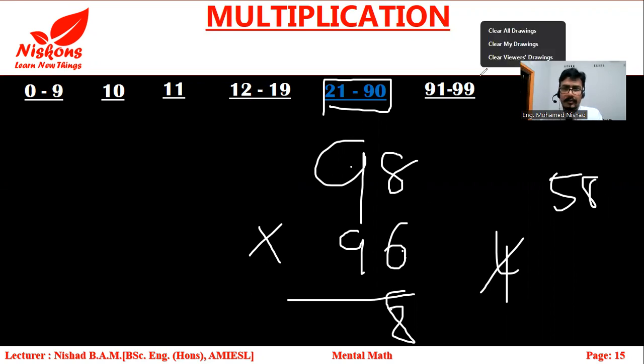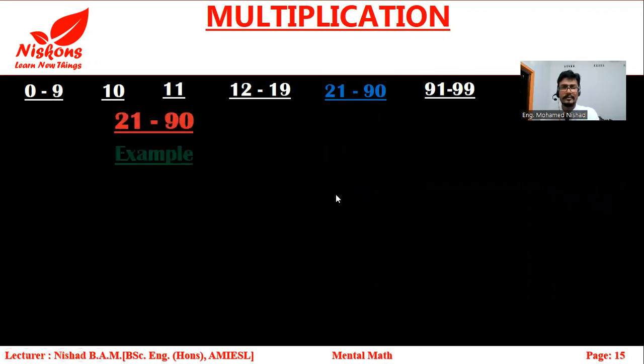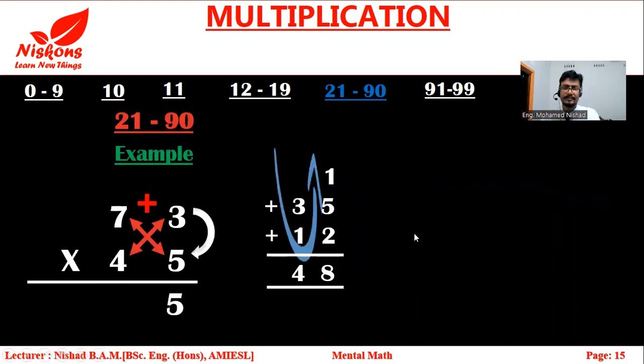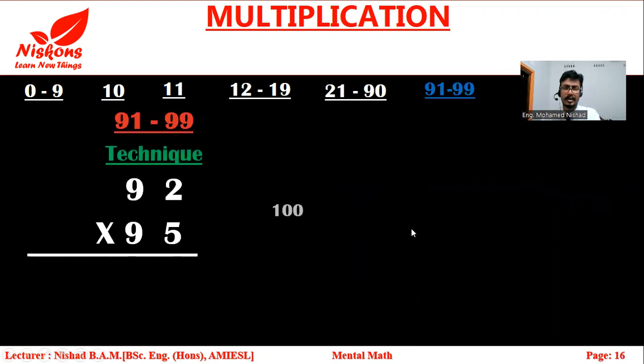Okay, let's do that. So the technique is not this one, right? Now we are going to multiply two numbers that lie between 91 and 99. We have to make sure that both numbers are within that range. If those numbers lie in that range, then we are lucky because we can apply this technique and obtain the answer quickly, right?